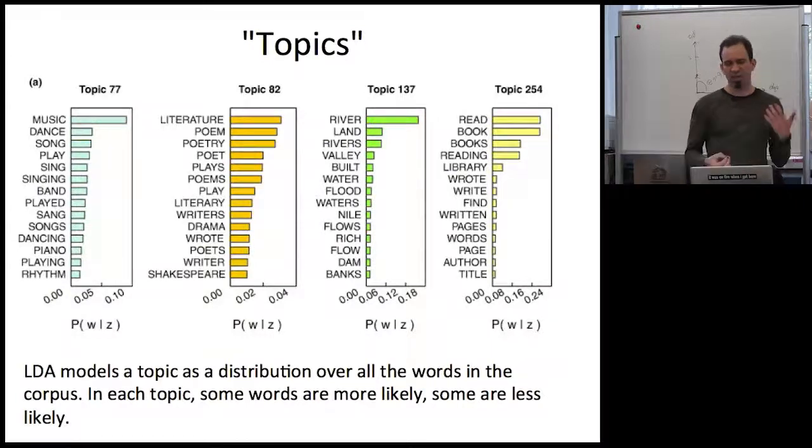But this is the statistical model of a topic as a distribution over words, and then a document as a distribution over topics. Is this making sense? I know it's a bit abstract.